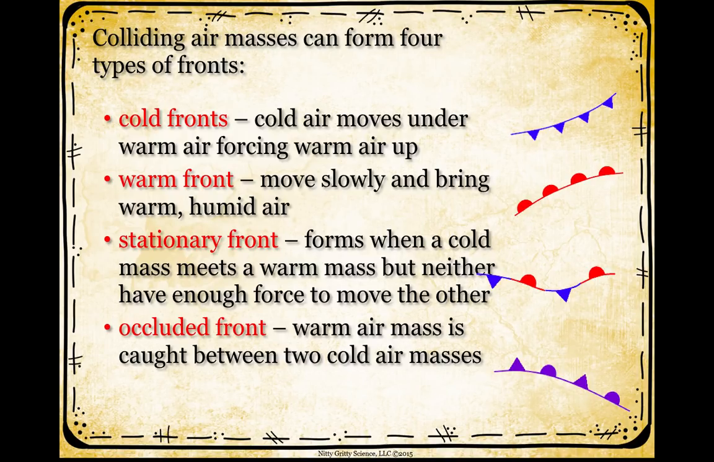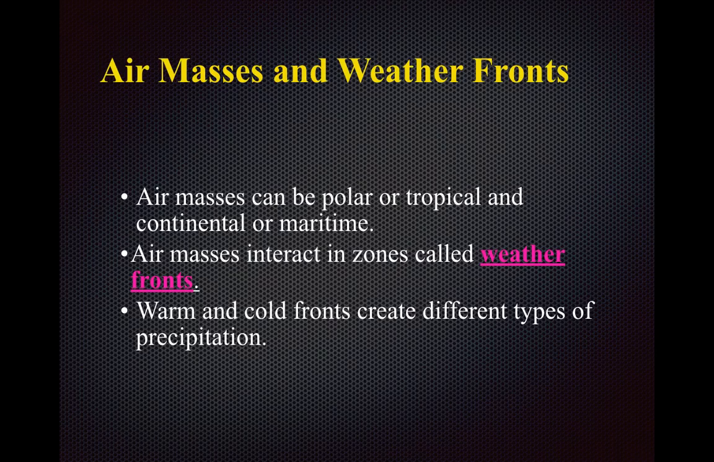A warm front moves slowly and brings warm, humid air. It is a red line with red half circles. The circles are pointing in the direction it is traveling. Stationary front. It forms when a cold mass meets a warm mass, but neither have enough force to move the other. Stationary means stand still. So this front is going to stand in a place for a long period of time. An occluded front is a warm air mass caught between two cold air masses. The symbol is a purple line that has, on the same side, alternating purple triangles and half circles.